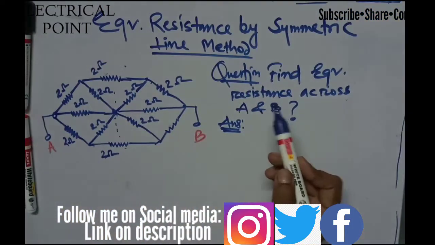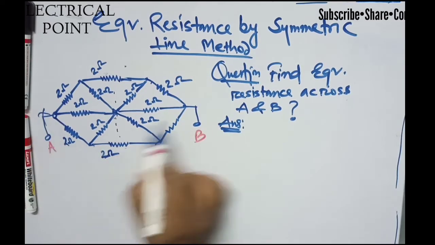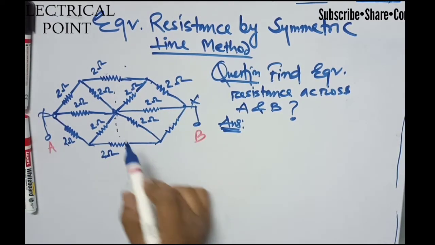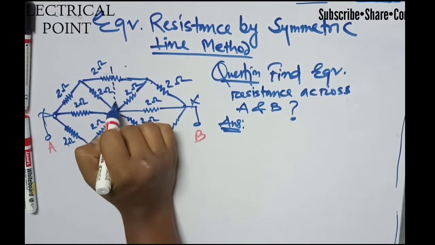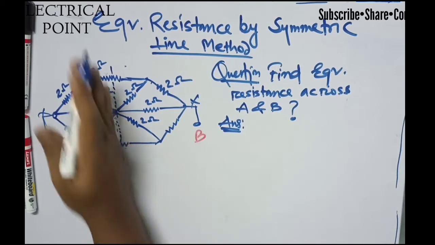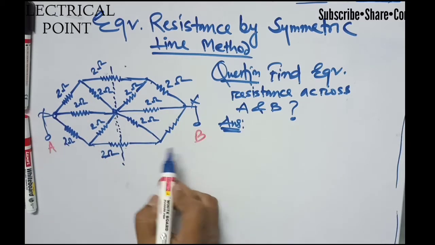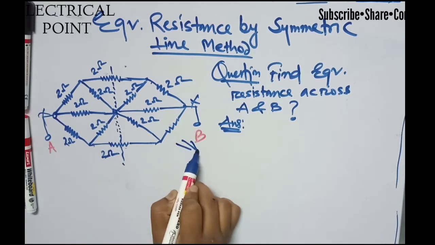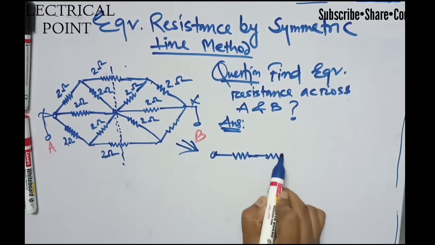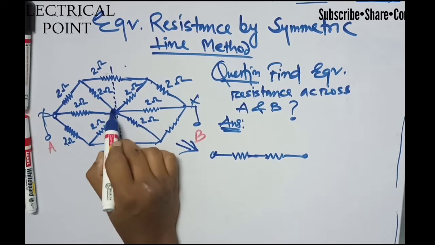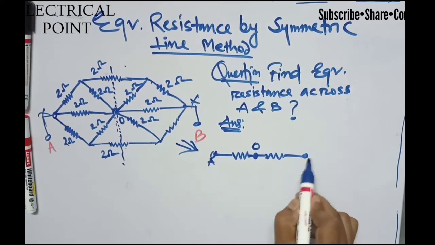Today's question is we have to find the equivalent resistance between this point and this point. Now if you see the circuit carefully, you can see there is a symmetry about this vertical line. Both sides are symmetric, so to calculate the equivalent resistance, I can divide the circuit like this, and suppose I name this point as O point. So this will be O point, this is A point, and this is B point.